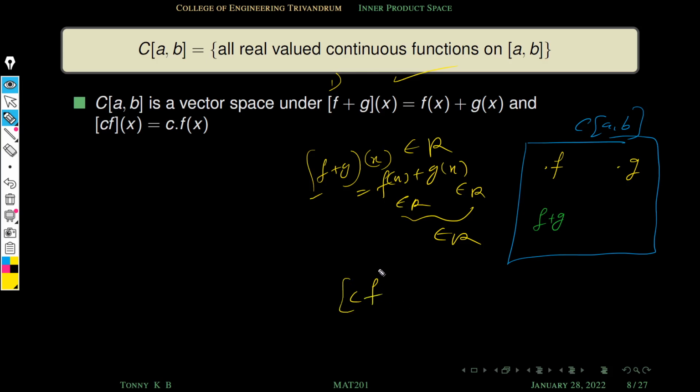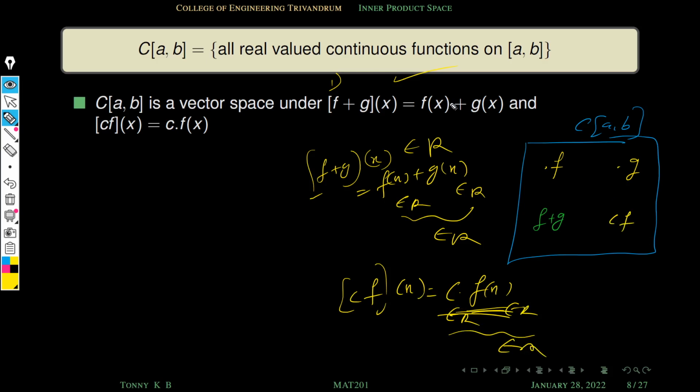So cf is defined by its action on x. So here we are going to define cf of x by c times f of x. f of x is known, because f is known. So this is a normal product, c is a scalar. So it's well defined. It is clear that f of x is a real number, c is also a real number. So this entire product is a real number. So this cf of x is also a real number. So cf also belongs to the same class.